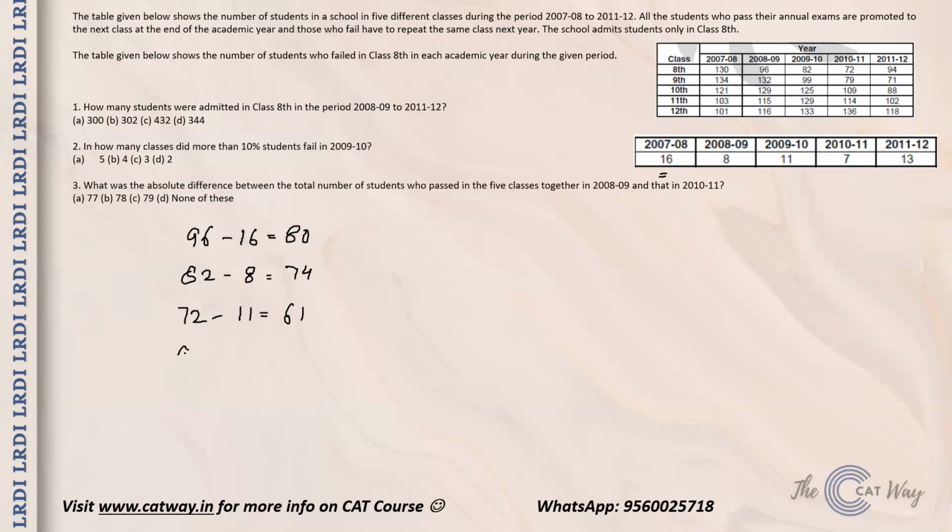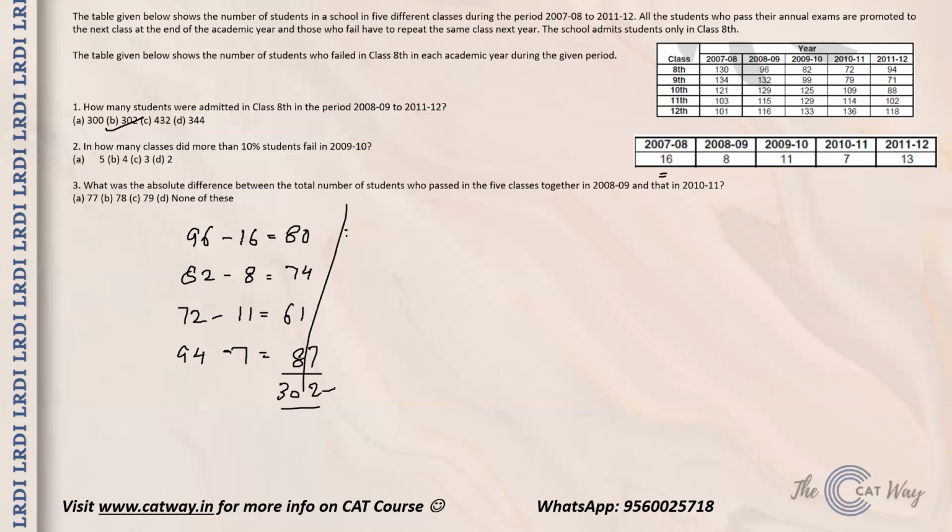And then in 2011-12, you have 94 students in the class, but there are 7 who are repeating the class. So you remove those 7 to find out the new enrollments. That is 87. And the total number of new enrollments turns out to be 302. That is option B, which becomes the right answer.